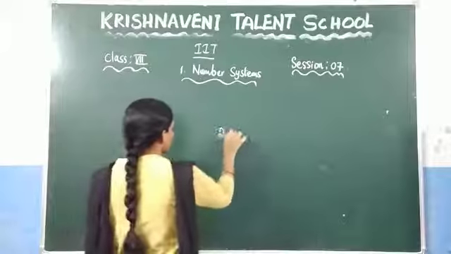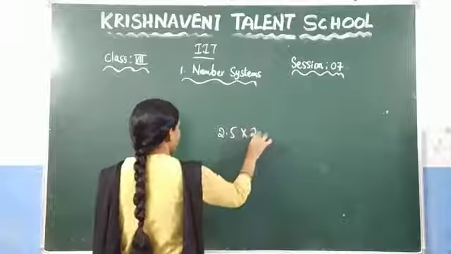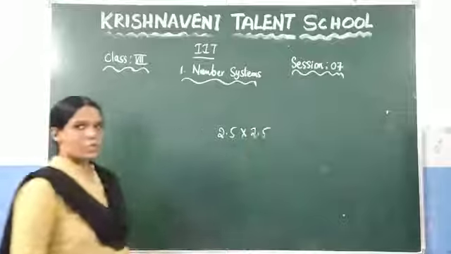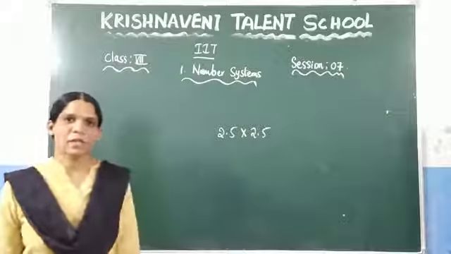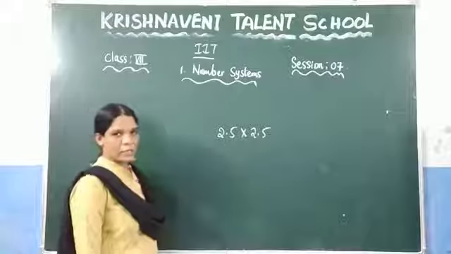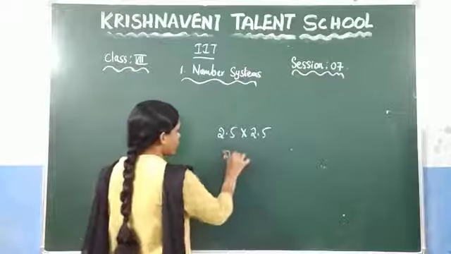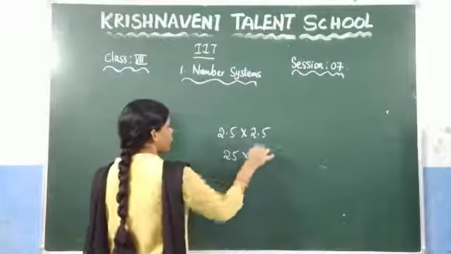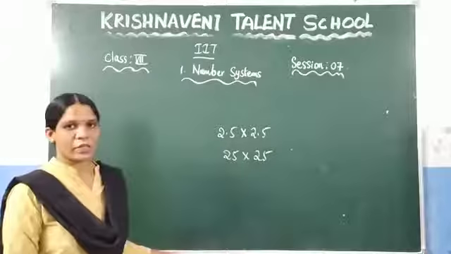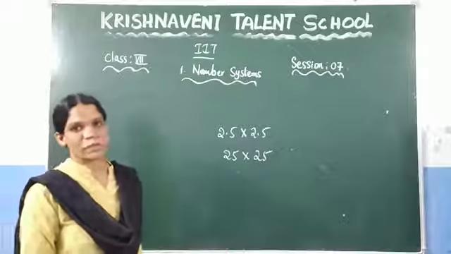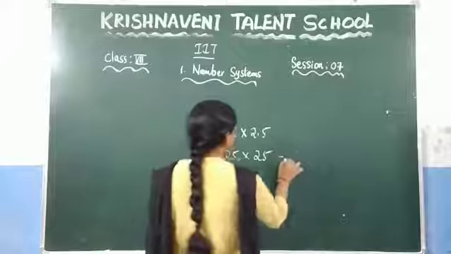Suppose you want to multiply 2.5 into 2.5. Leave the decimal point and write the numbers that are there, which is 25 and here also 25. Find the product of 25 into 25. You know that 25 into 25 is nothing but 625.